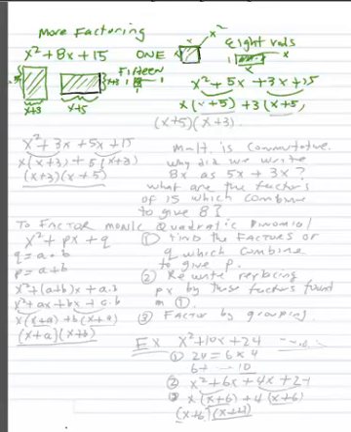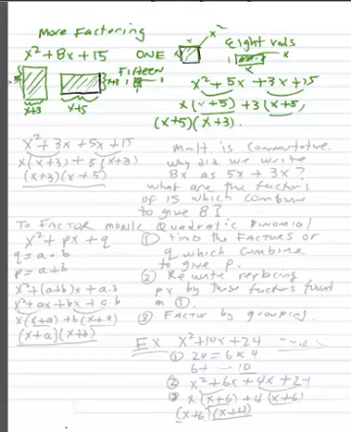And now you see a binomial factor in common. And that binomial factor can factor out as x plus 5. And then what's left over would be an x plus a 3. And there we have our factoring, x plus 5 times x plus 3.